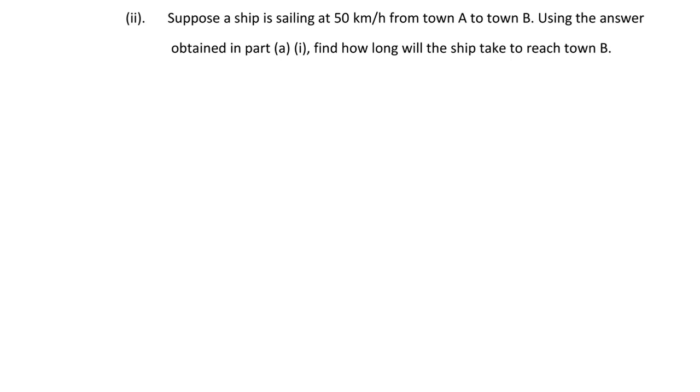Okay, so to find how long, let us consider the following formula, which says speed equals distance over time. Given speed equals 50 kilometers per hour, and the calculated distance is 550 kilometers. Let us substitute these values into our formula. Then we are going to have 50 equals 550 over time.